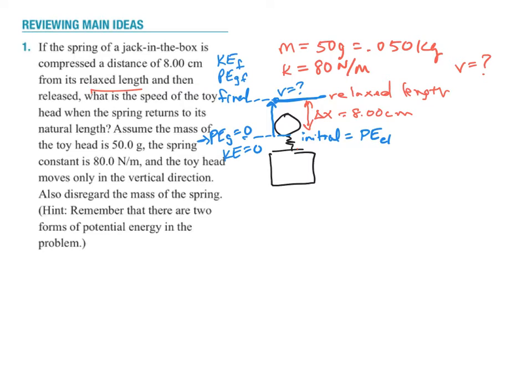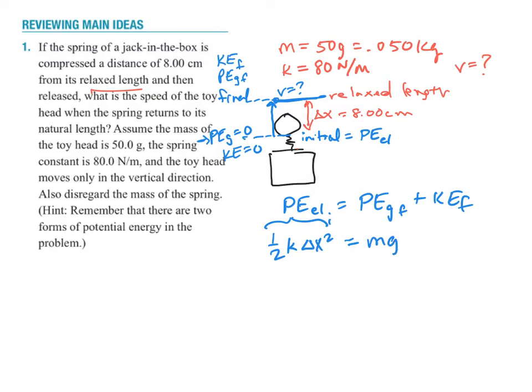If I just set up my energy equation, that's always the first thing you do with energy. You say PE elastic initial is equal to PE gravitational final plus kinetic final. Now I'm just going to fill in all of the equations for those things. 1/2 kx squared is the elastic energy, mgh is the gravitational energy, and 1/2 mv squared is the kinetic energy as it passes through the relaxed position.